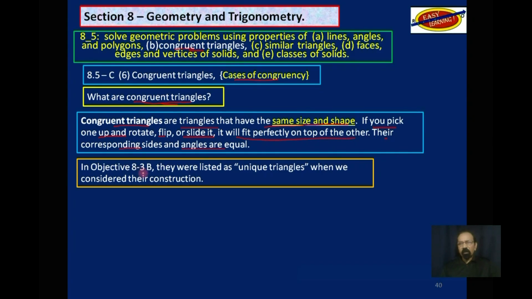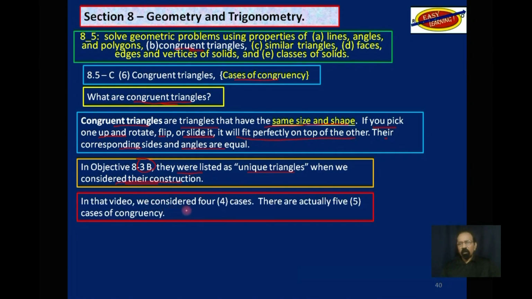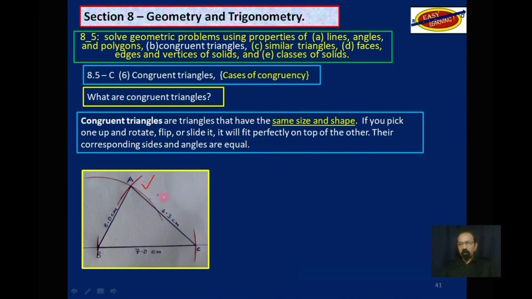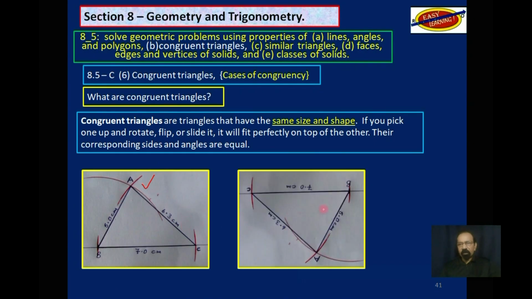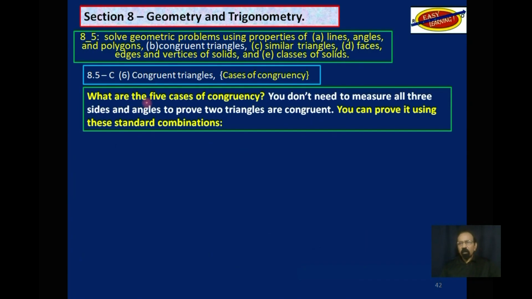In objective 8.3b, part B, that's the same section, objective 3, part B, they were listed as unique triangles when we considered construction of triangles. In this video, we will consider those 4 cases. There are actually 5, so we will include the other one. So if you look at this triangle over here, and you rotate it 180 degrees, you get this triangle over here. They are identical. So they are congruent triangles. There are 5 cases of congruency that we will look at.